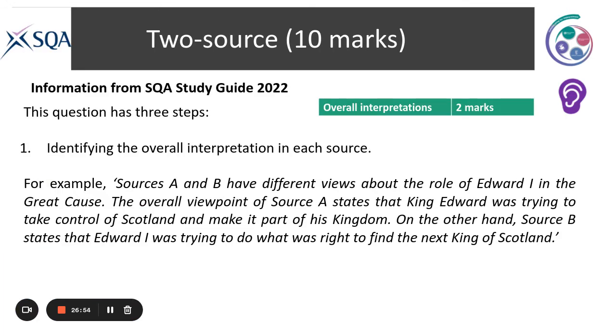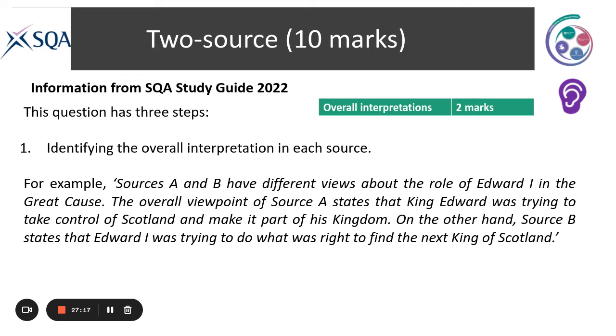So overall interpretations is worth 2 marks. I actually get my pupils to do this after they've done the interpretations marks, but whatever you do in your school, you follow that advice. So the two source question basically has 3 different steps. The first is identifying the overall interpretation in each source. For example, sources A and B have different views about the role of Edward I and the Great Cause.